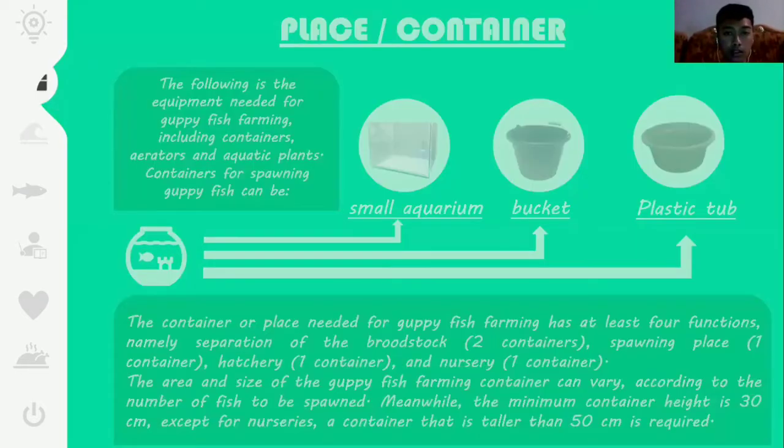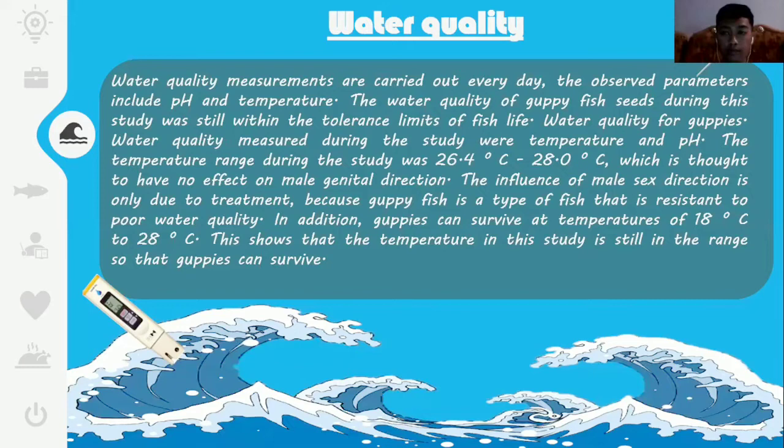Next, water quality. Water quality measurements are carried out every day. The observed parameters include pH and temperature. The water quality of guppy fish during this study was still within the tolerance limits of fish life.